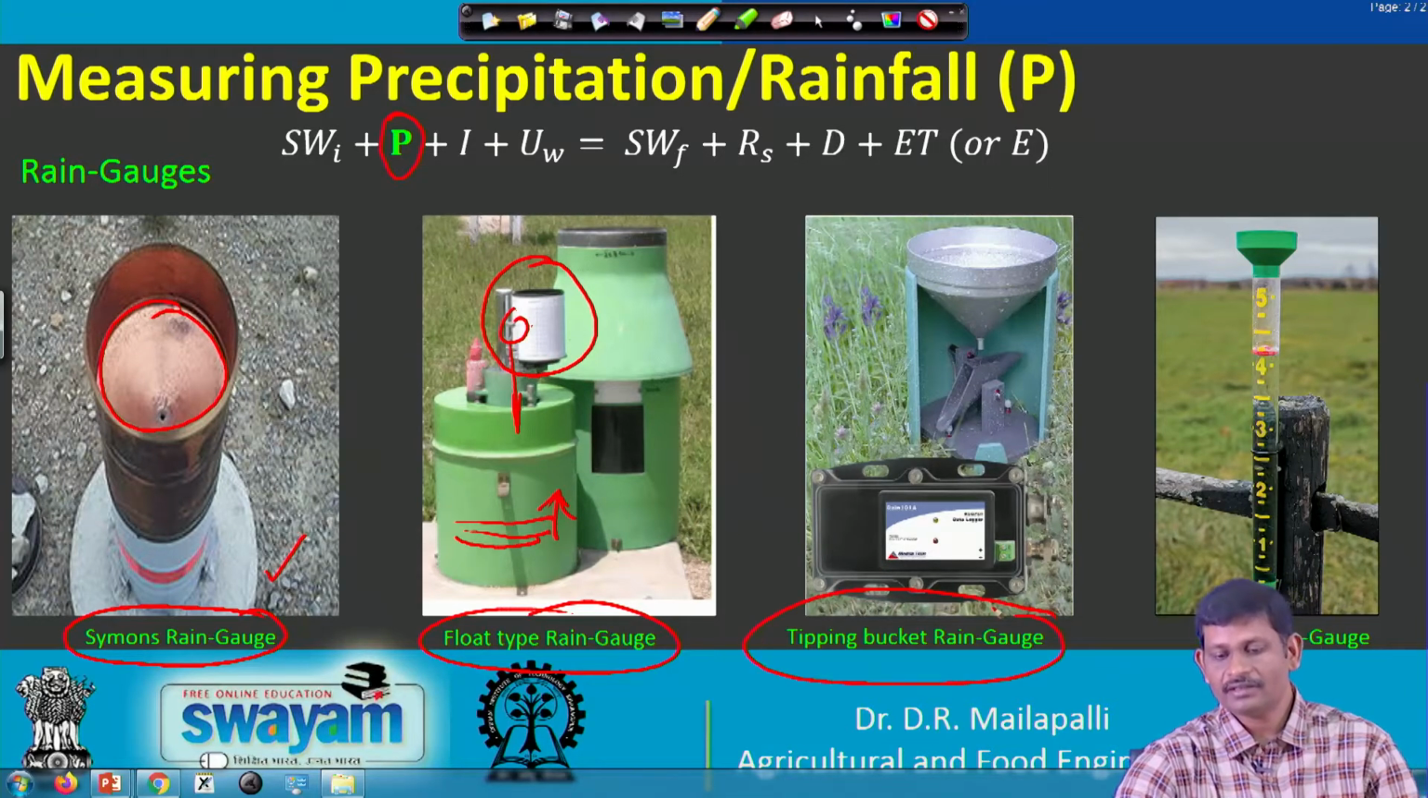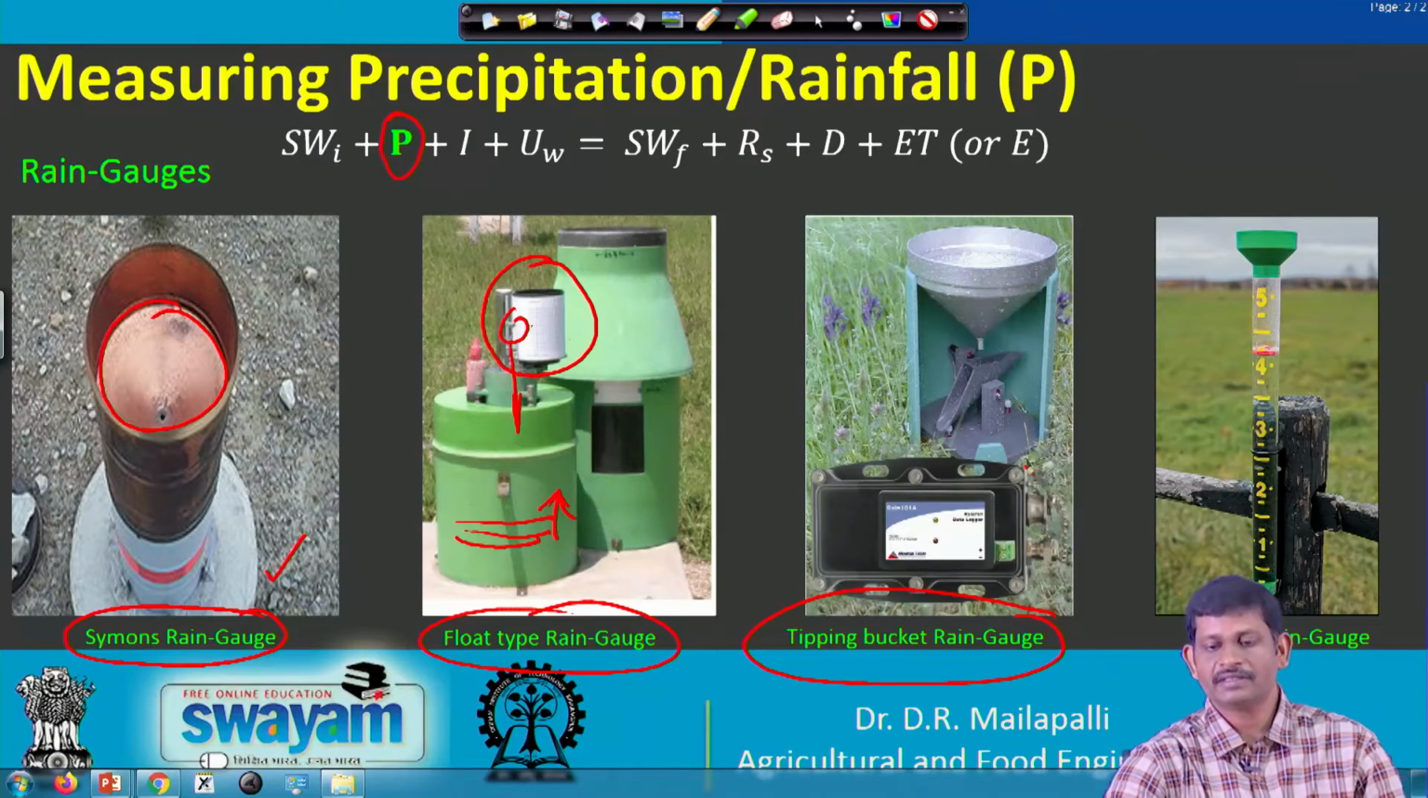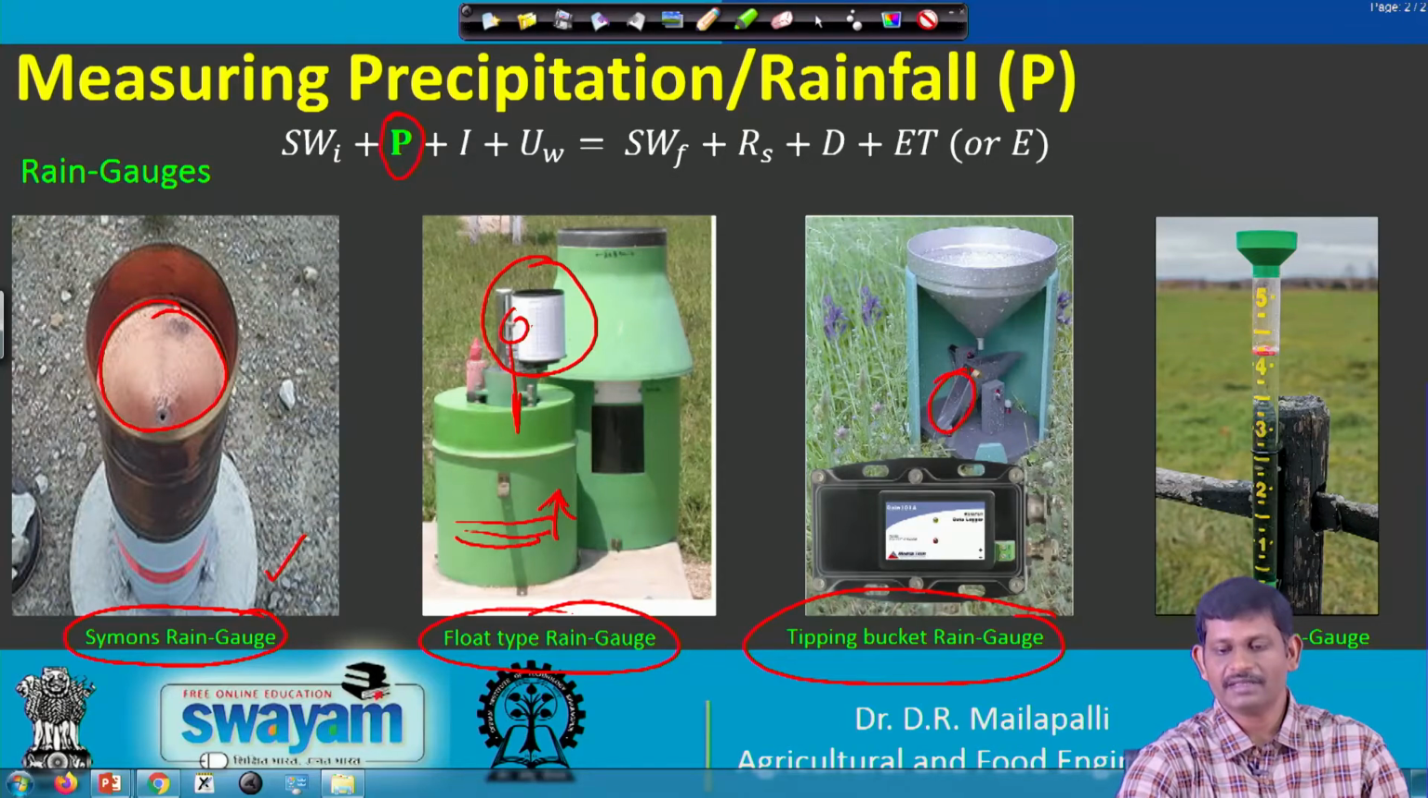The third type is the tipping bucket. In this, the number of tips made by a small tiny bucket is counted. If you see, there are two buckets, one bucket here and another bucket here. First, one bucket is positioned at the bottom. Once it is filled, generally at a volume of 0.25 mm, due to the gravity or weight of the bucket, this bucket is going to go down and the other will go up. That way it makes a tip here, then similarly the other tip, so tips take place simultaneously during the storm event.